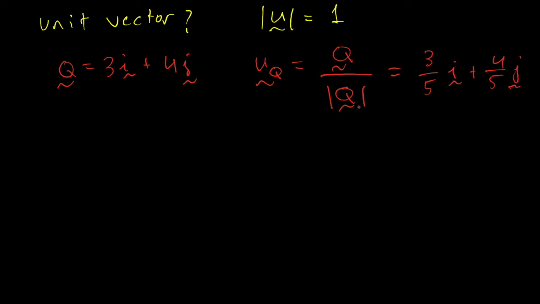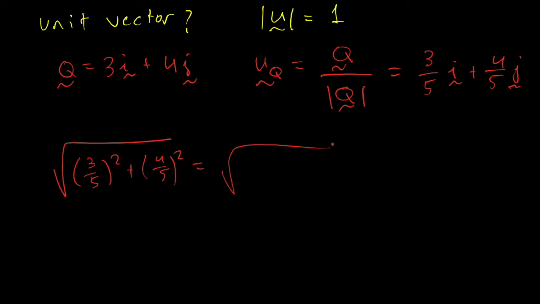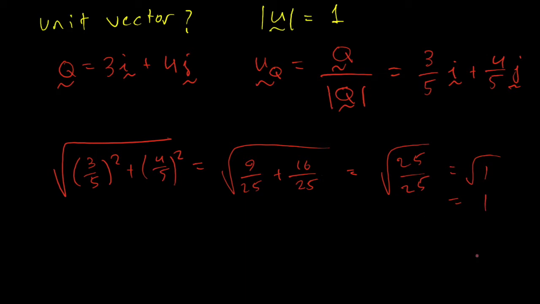Let's check if the magnitude of our unit vector is 1 or not. This is what we got with the formula. So let's see. We will do the square root of 3 over 5 squared plus 4 over 5 squared, which is 9 over 25 plus 16 over 25. You will see that 9 plus 16 is 25. Dividing that by 25, we get 25 over 25, and the square root of 1 is 1. So as you can see, this formula works.